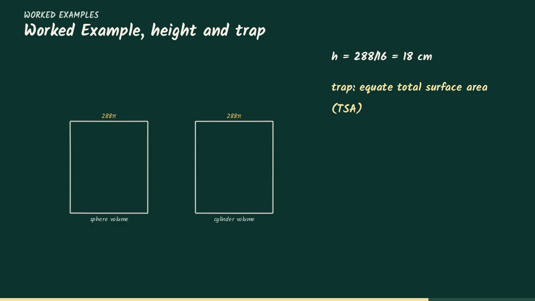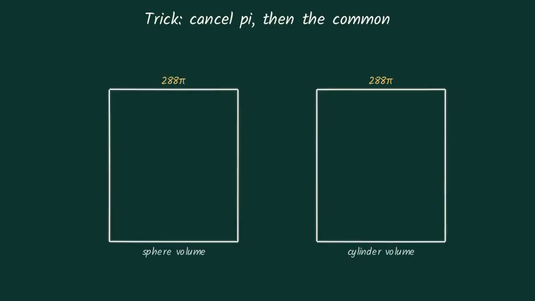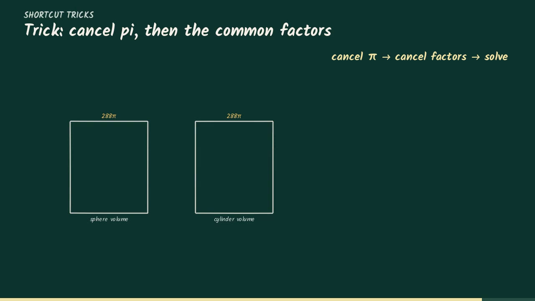The trap: equating TSA instead of volume, or keeping pi and losing the integer. Cancel pi first, then any common factors in the numbers, then solve. Sphere into cylinder, a solid into smaller solids, n cones into one sphere. Every recasting item is the same volume equation.